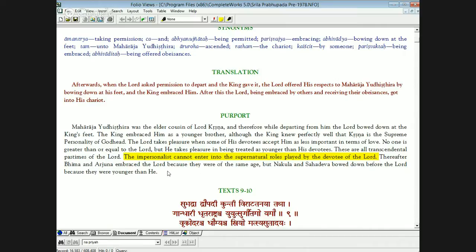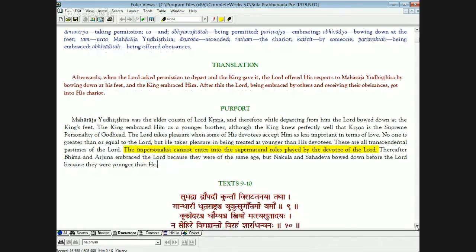Correct? Anyway, so now Krishna loves to be taken care of by pure devotees. Prabhupada says what the impersonalists can understand. They cannot enter into this area at all. They can't understand these sweet dealings.